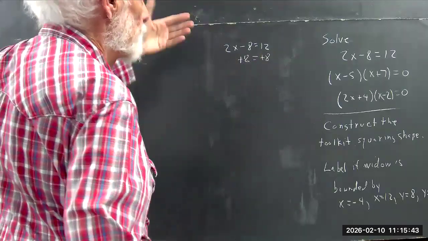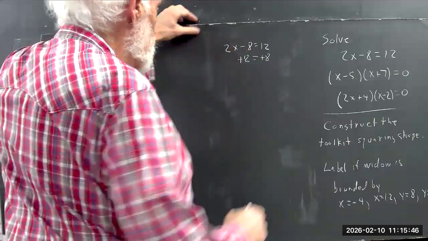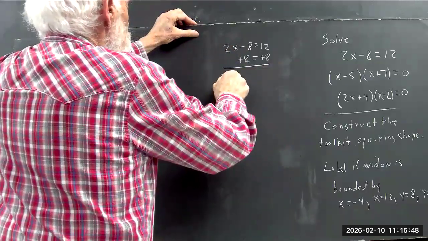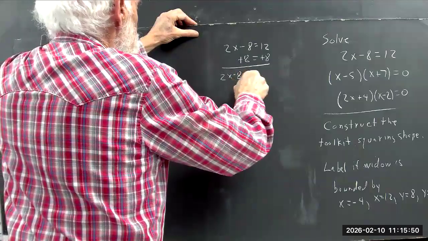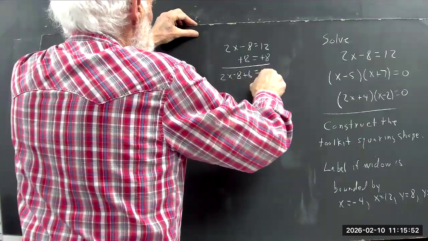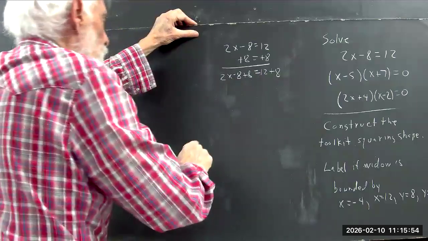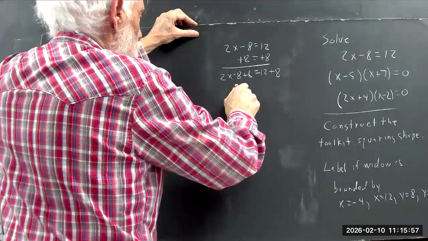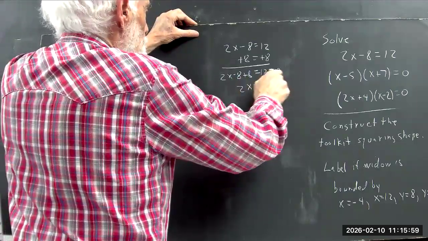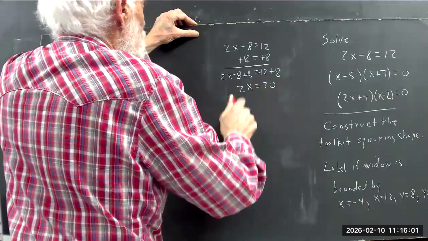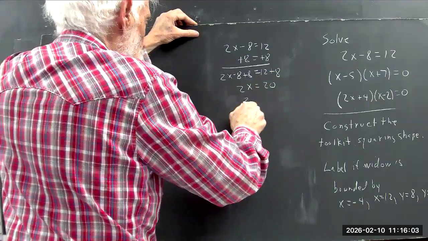Put the plus on the 8s just so you remind yourself that you're adding them. Then you get 2x minus 8 plus 8 equals 12 plus 8. And then negative 8 and 8 gives you 0. That gives you 2x. 12 and 8 gives you 20. Then you divide both sides by 2.